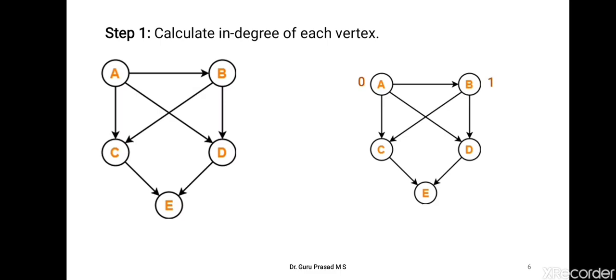For the vertex D, there are two edges coming, one from vertex A and one from vertex B, so the in degree of vertex D is 2. For the vertex E, there are two edges coming from C and D, so the in degree of vertex E is 2.